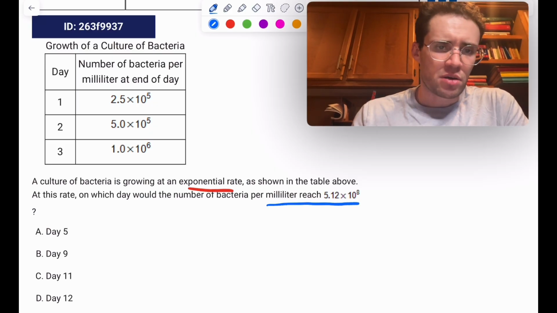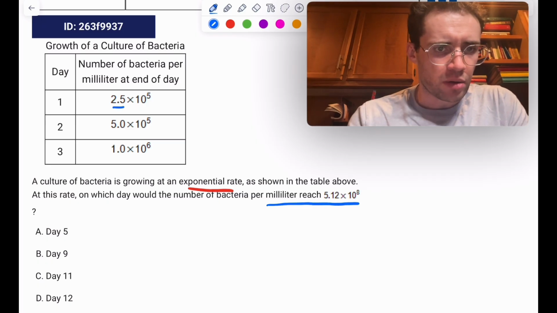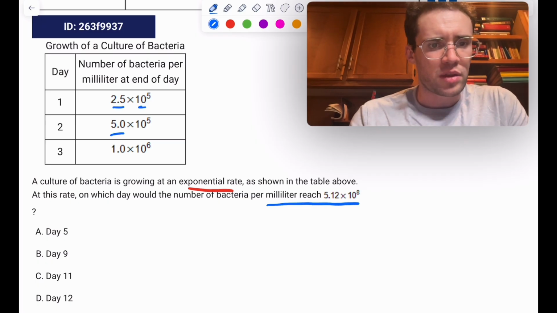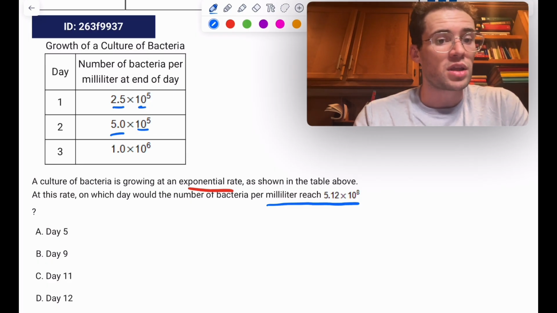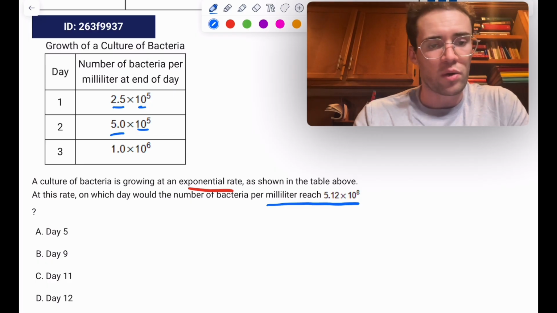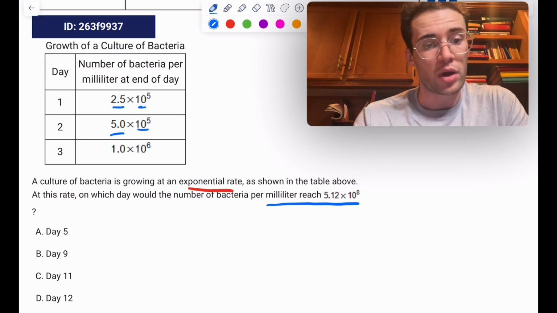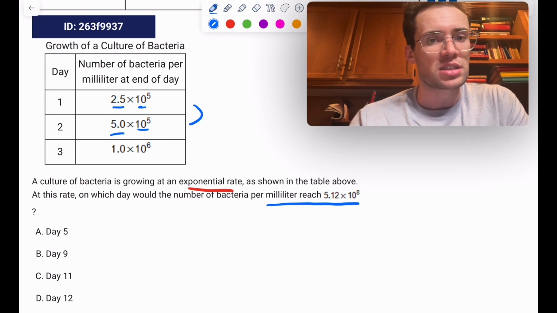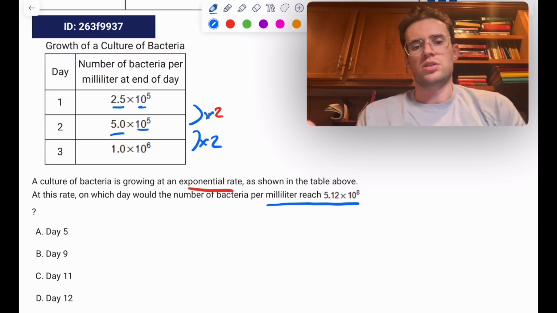Okay, well, first let's figure out how much it's growing. It looks like we're doubling, right? We go from 2.5 to 5. They're both 10 to the 5th power. And then 5 times 10 to the 5th times 2 would give you 10 times 10 to the 5th, or if you write in scientific notation, 1.0 times 10 to the 6th. All right, so this is times 2, and then this is again times 2. So it's doubling each time.